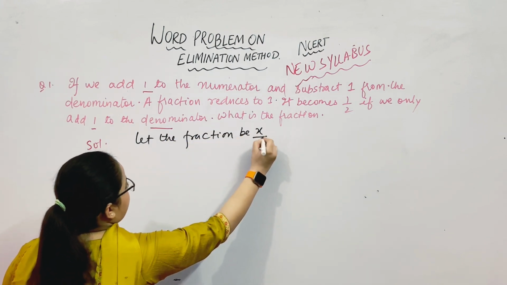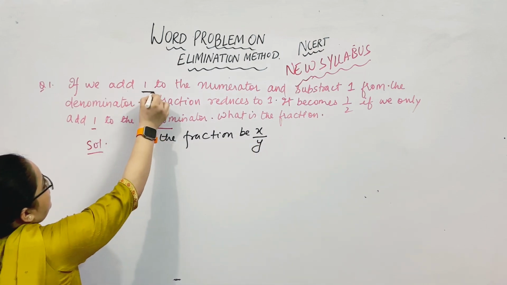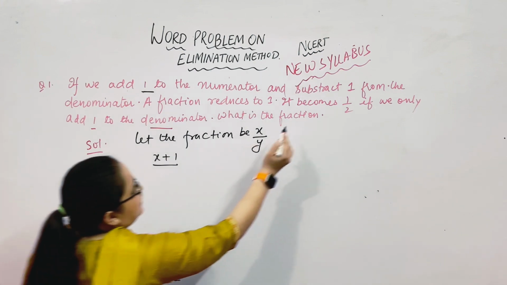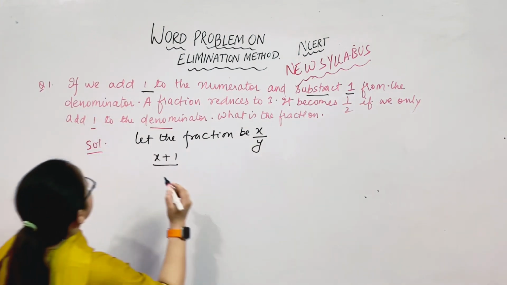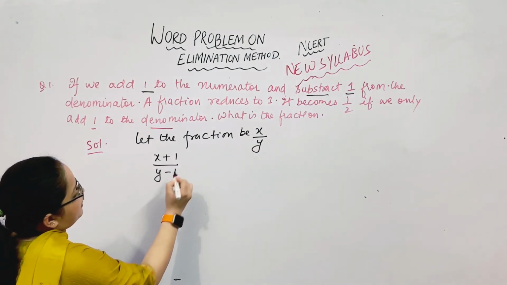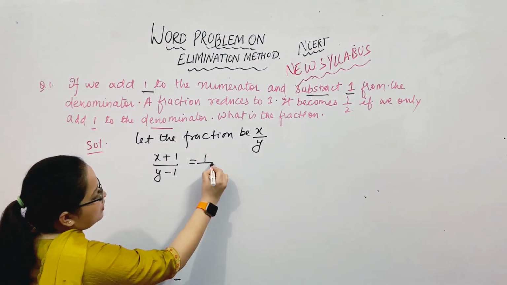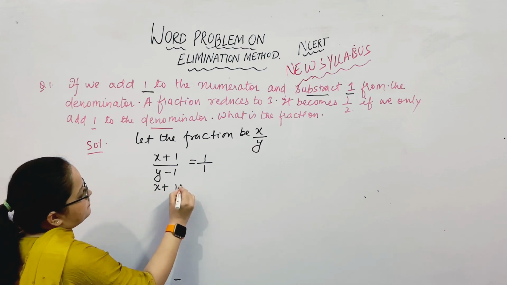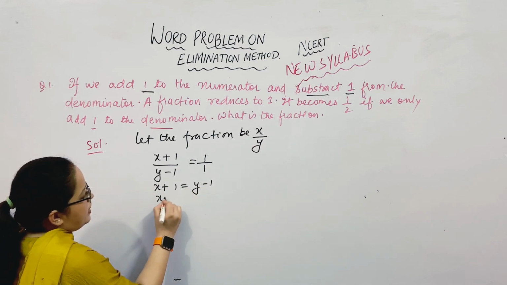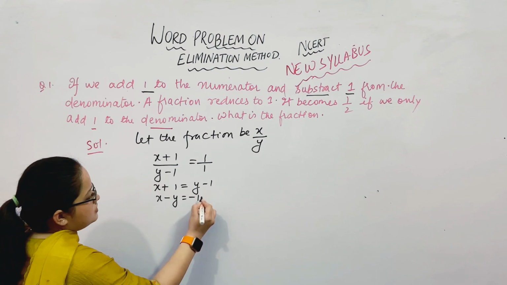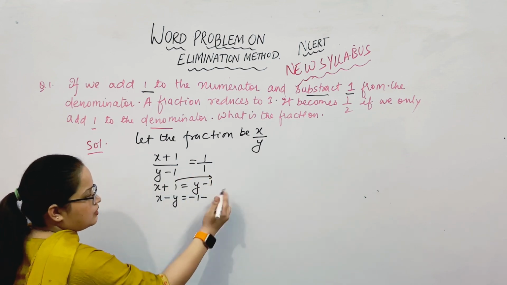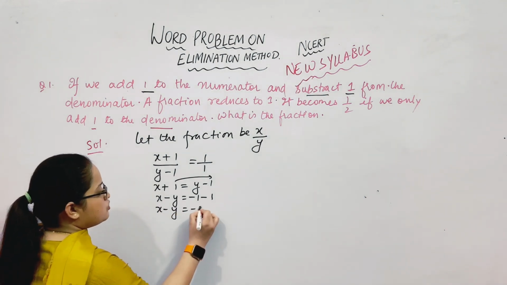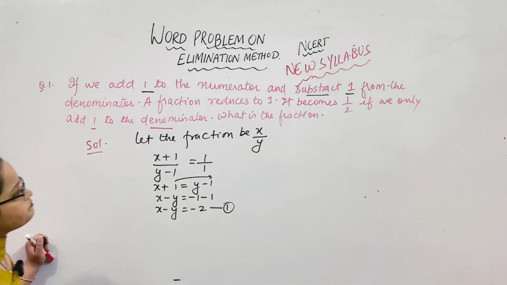x over y. As it says, we are adding 1 to the numerator, that means x plus 1, and subtracting 1 from the denominator, that means y minus 1. A fraction reduces to 1, that means 1 over 1. What we will do, we will cross multiply it. So x minus y is equal to minus 1, plus 1 will go to another side, it will become minus 1. So x minus y is equal to minus 2 is our first equation.